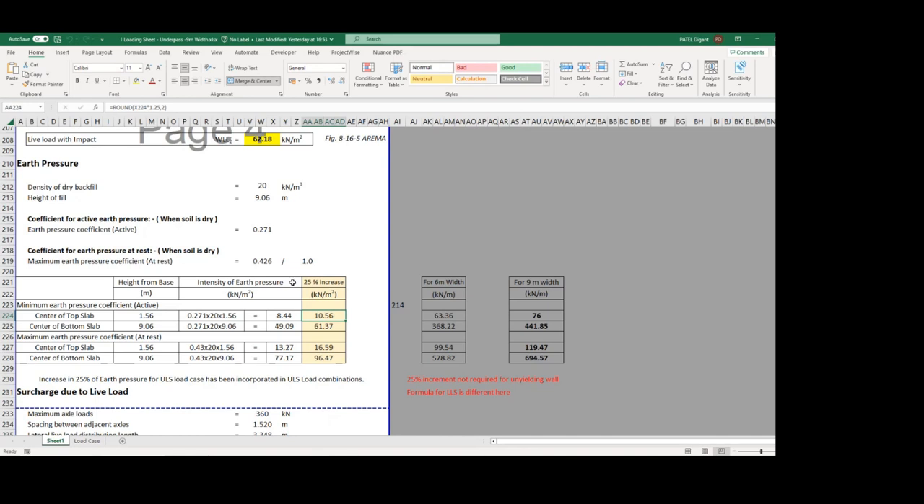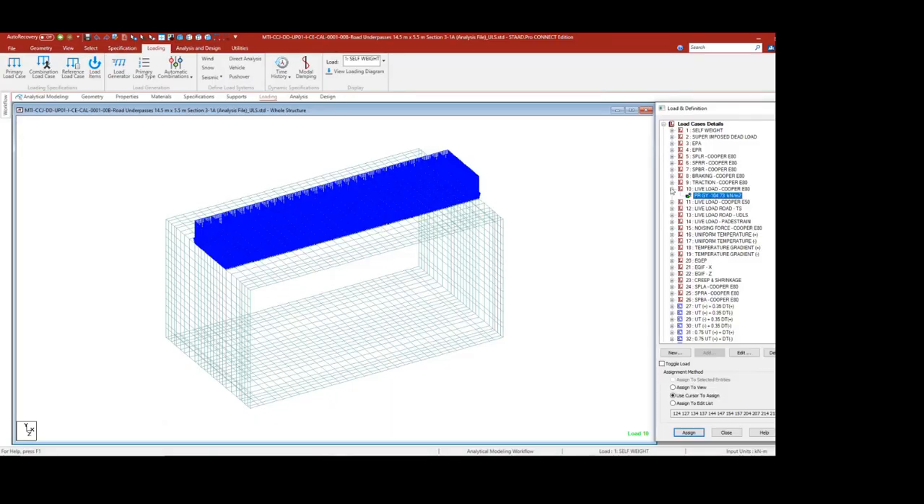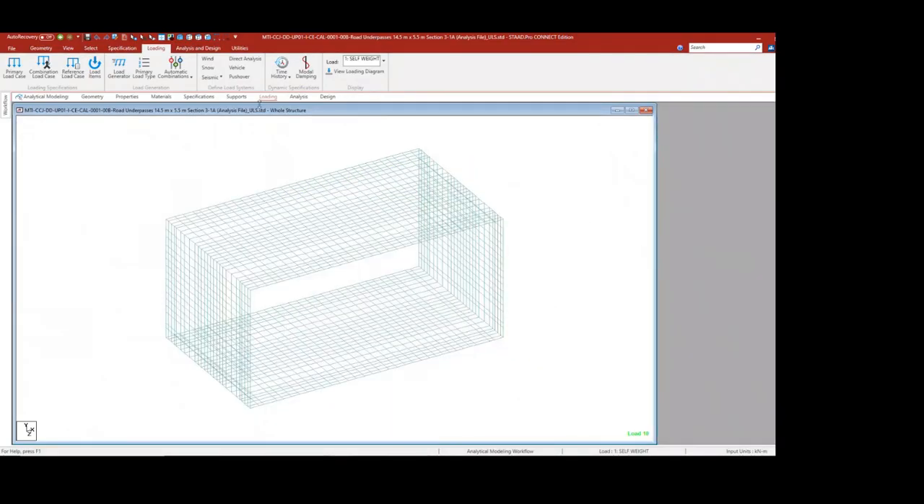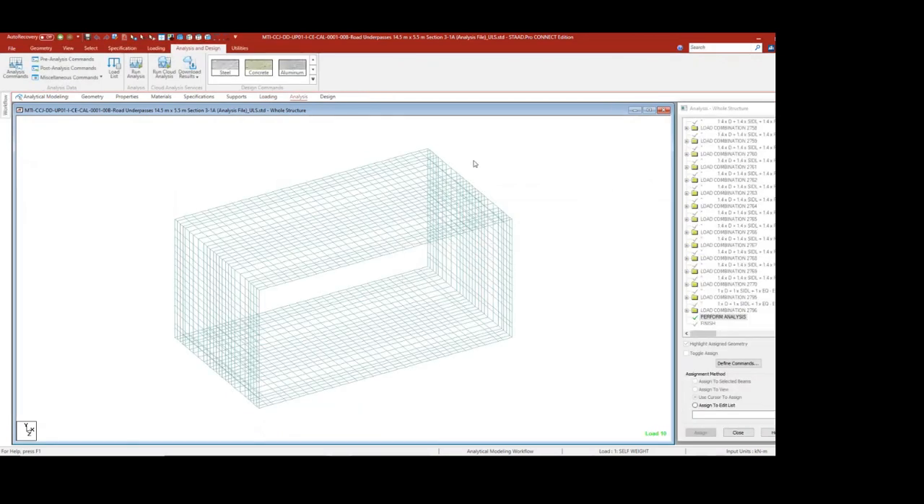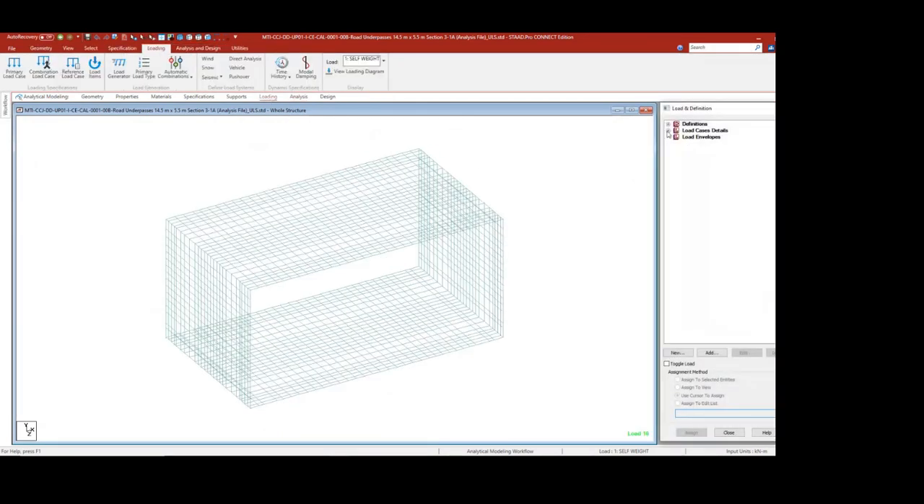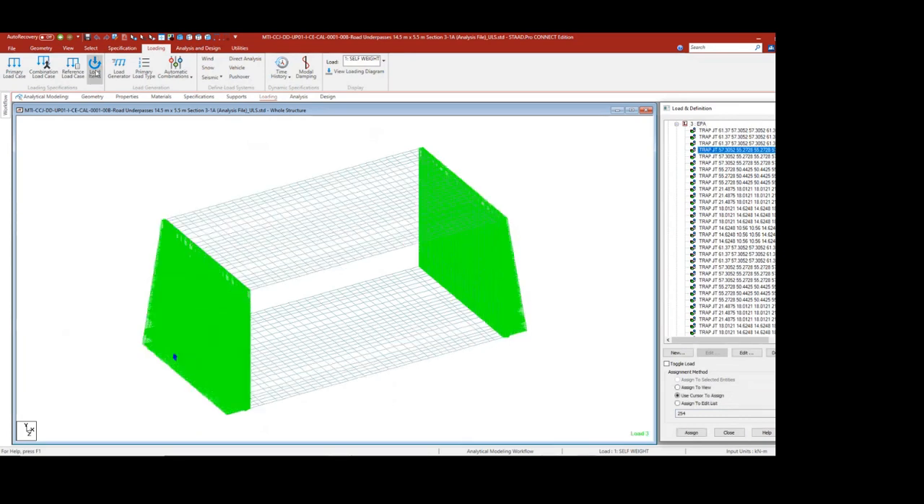So two clauses: for culvert we have to use 0.33 and 1, and in this case you do not need to increase by 25%. For other structures except culvert, you have to use the normal earth pressure coefficient and increase it by 25%, and apply it in our model as a trapezoidal loading.